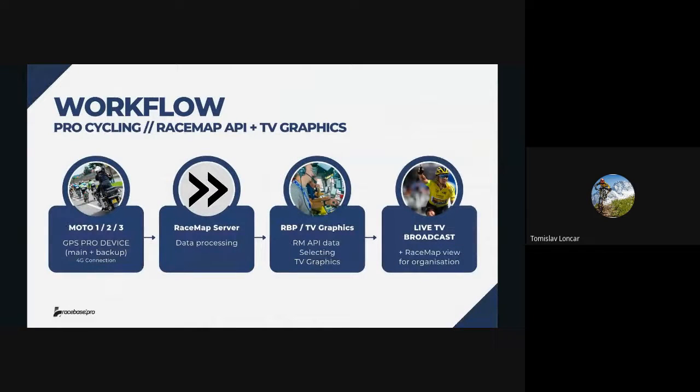Our workflow, how we use it: in most cases we use GPS Pro devices, which you can find on racemap.com. The main reason we use a handheld device, not a fixed device, which is also possible because we use fixed vehicles. In this case, we use motorbikes, so we can install the device on the vehicle itself.